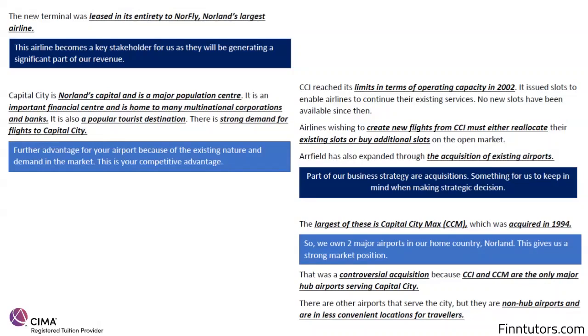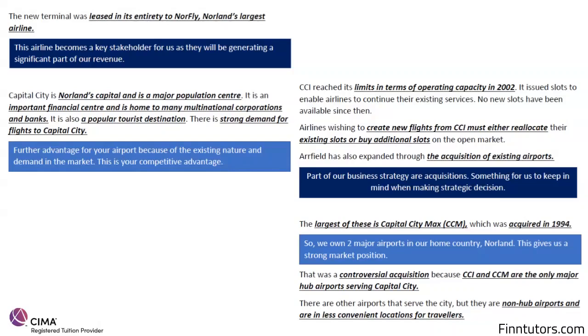Capital City is Norland's capital and is a major population center. It is an important financial center and is home to many multinational corporations and banks. This further tells me that the business people traveling to this airport will also be a possibility. It is also a popular tourist destination, so people also want to travel. And there is a strong demand for flights to Capital City. So it's a big airport. Everybody wants to be here because of tourism, because of business. So this is a further advantage for your airport because of the existing nature and demand in the market. This is your competitive advantage.